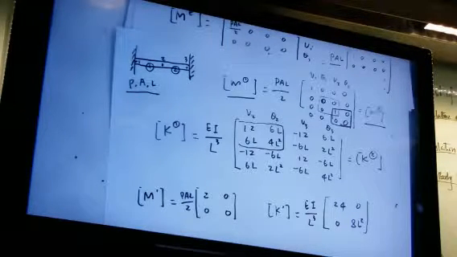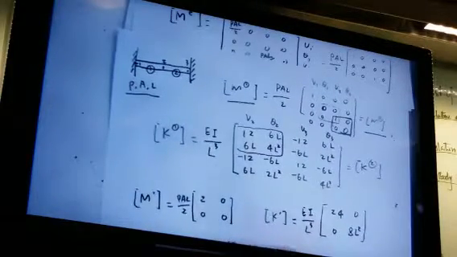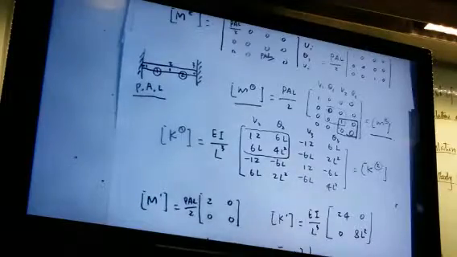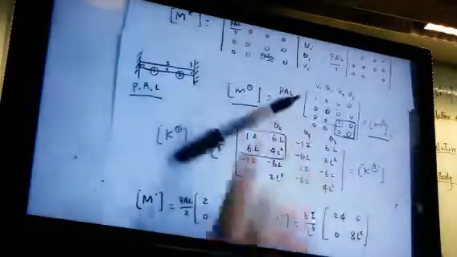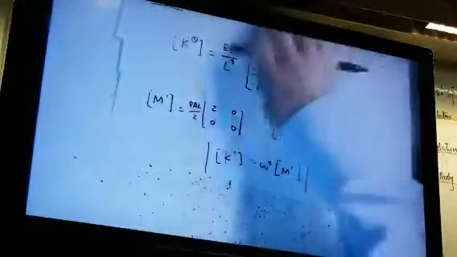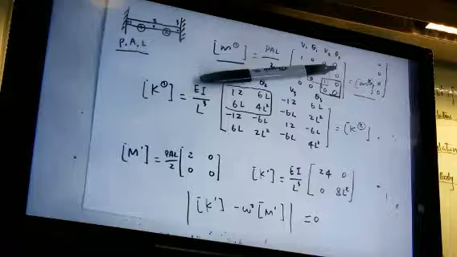And then all of the other things are the same: K prime minus omega square M prime equals 0. It's a 2 by 2 matrix, so there are 2 frequencies to figure out. This is 2 by 2, this is 2 by 2, and omega is unknown. Set the determinant to 0 and you can solve for omega, and then the eigenfrequency and eigenvector. So I'm going to stop here.